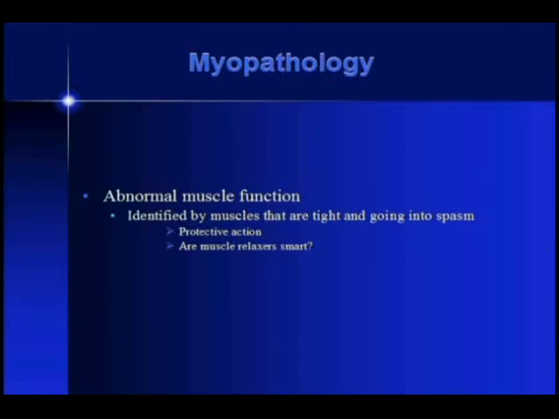Then there's myopathology. That's an abnormal muscle function. This is a very, very common symptom of vertebral subluxation complex. It's identified by muscles that are tight and going into spasm. We've all had muscle spasms, and what do you do? You reach for the NSAIDs, you reach for the ibuprofen, the Tylenol, the aspirin, the naproxen, or you see someone from the medical community and they prescribe muscle relaxants. This isn't treating the cause, it's treating the symptom. To treat the cause, you've got to see your chiropractor.